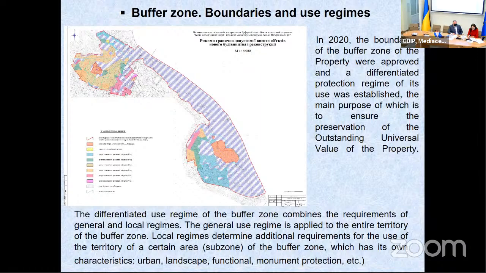Another important task in the preservation of the OUV and its sustainable management is to approve as a matter of priority the management plan. Its draft has been developed in recent years by a working group of specialists involved in the management of the property in cooperation with national relevant institutions, authorities, and international experts.